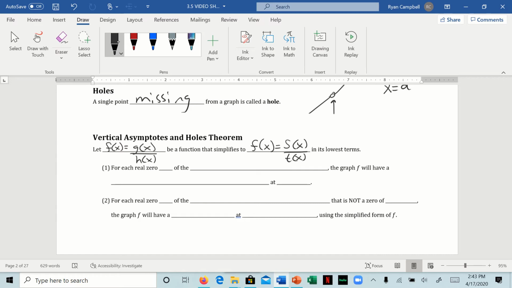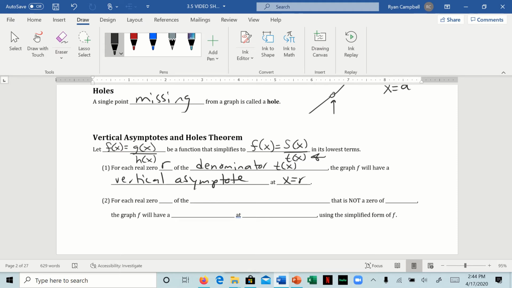So this is its lowest terms. Basically what we say is that if we have a real zero r in the simplified denominator, t of x, then the graph will have a vertical asymptote at x equals r. So after you simplify it down, we set the denominator equal to 0 and solve for x. Whatever values we have, those are going to be vertical asymptotes.